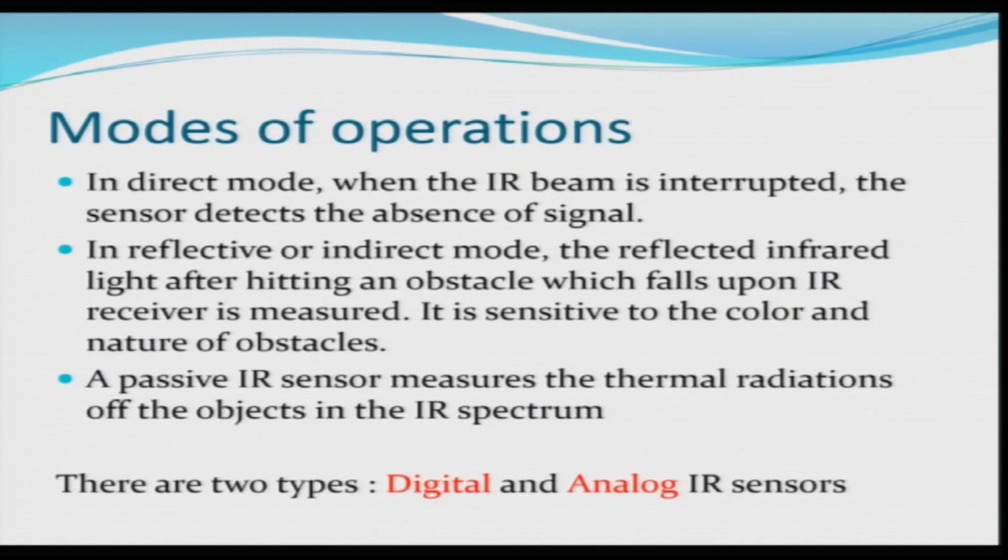There are various modes of operation, mainly direct mode and reflective mode. In direct mode, the sensor and emitter are placed in front of each other, and when the IR beam is interrupted, the sensor detects the absence of signal. In reflective or indirect mode, the reflected infrared light, after hitting an obstacle and falling upon the IR receiver, is measured. This is sensitive to the color and nature of obstacles. A passive IR sensor measures the thermal radiations of the objects in the IR spectrum. In robotics, we are dealing with direct mode and reflective mode IR sensors, and there are two types, digital and analog.